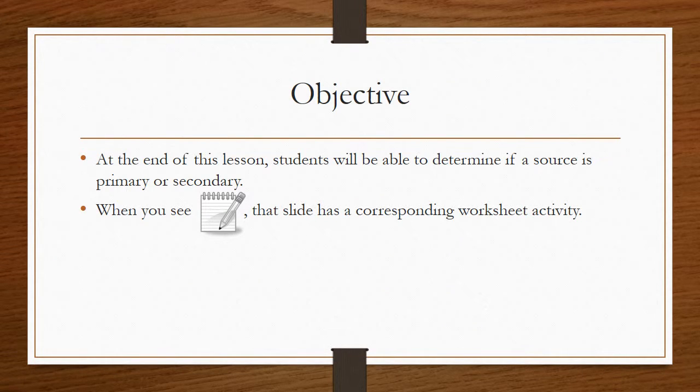Objective. At the end of this lesson, students will be able to determine if a source is primary or secondary. When you see the notebook, that slide has a corresponding worksheet activity.